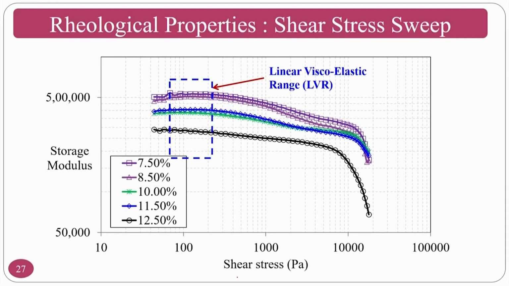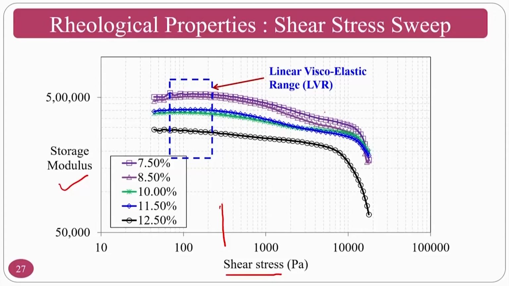So, in this one, I am going to increase the shear stress and I am observing the storage modulus. As I increase the shear stress, there is no change in the storage modulus initially, but later on it is decreasing. That means even though I am changing the shear stress up to a certain value, up to this particular value, there is no change. That means my polymer molecules are in the original state.